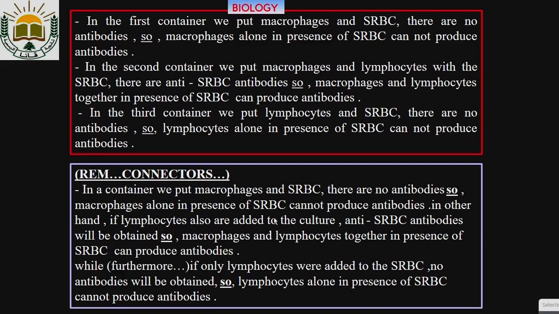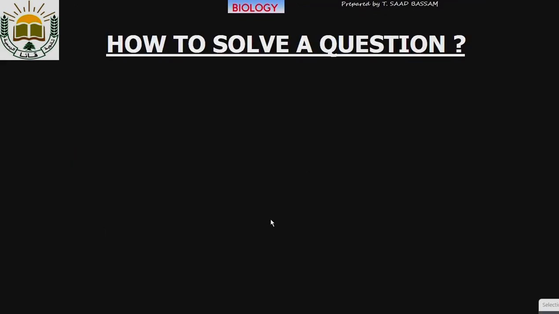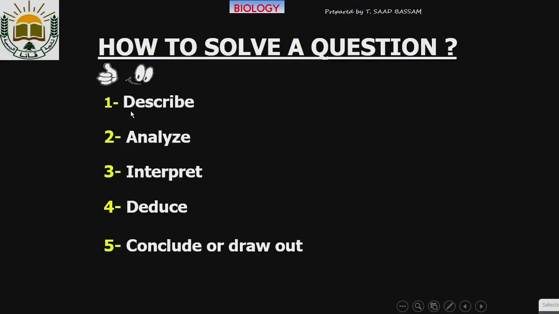Now we pass to the next verb. Next verb that is very good. What can you deduce from this experiment? Look at the verbs. Look at the verbs again. We had these verbs. The first one was describe. The second, analyze. The third, interpret. And we finished them. Now we have to explain how we can solve the question if it contains the verb deduce, or if it contains the verb conclude or draw out.